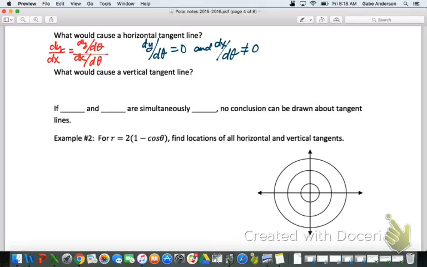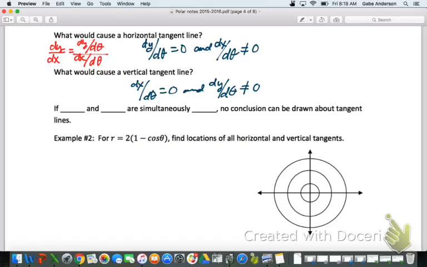And then what do you think would cause a vertical tangent line? Yeah, just switch around the logic here. So it'd be when dx d theta is 0, and at the same time, same place, dy d theta is not 0.